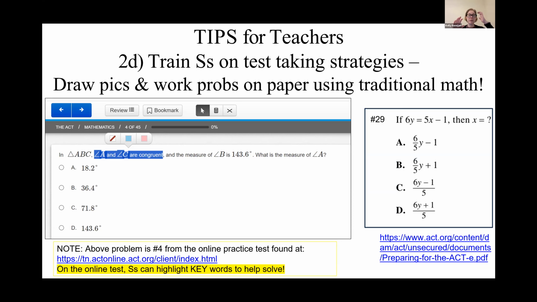So the first problem would be one, knowing the property of a triangle, the three angles of a triangle adding up to 180.